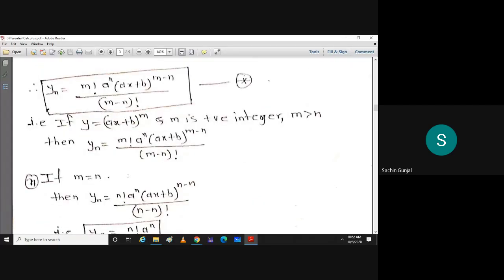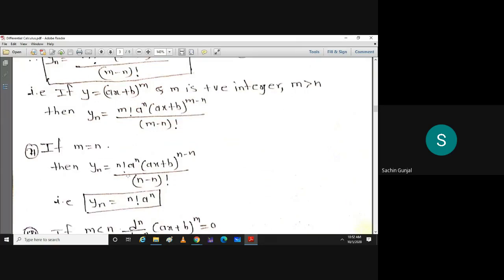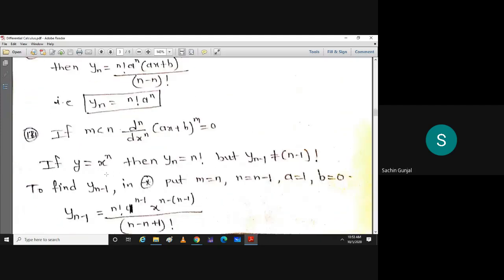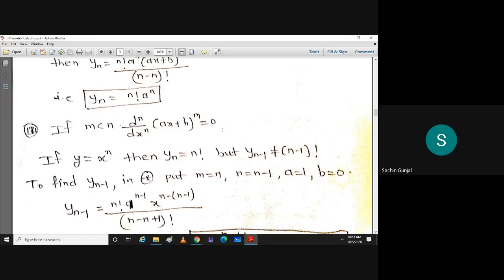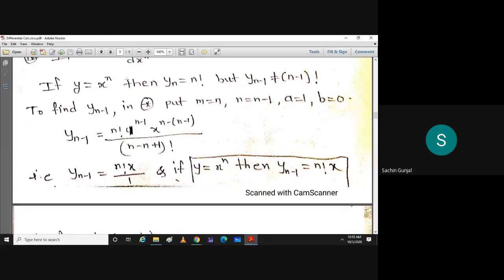Then if m and n are equal, that means order of derivative and degree of that polynomial are equal, then nth derivative is n factorial into a raised to n. And obviously if the degree of that polynomial is less than the order of derivative, then it will be 0. Then if y is equal to x raised to n, then its n minus 1 derivative is n factorial into x. It is not n minus 1 factorial, keep in mind.